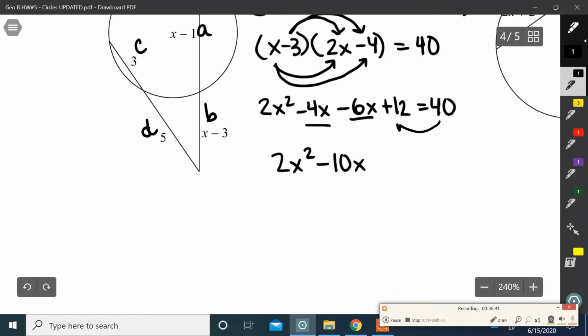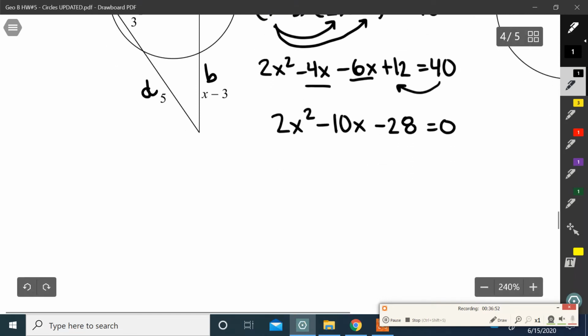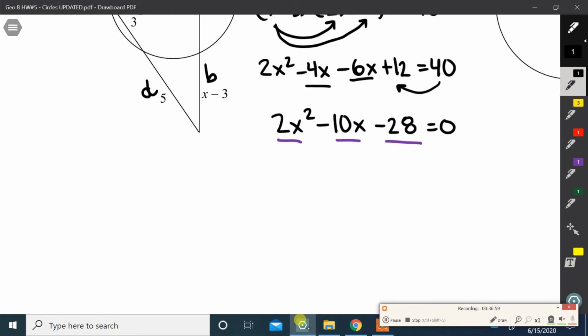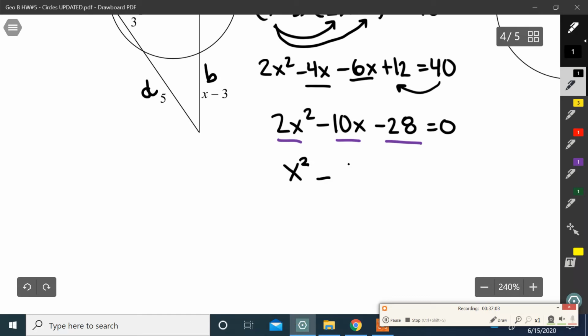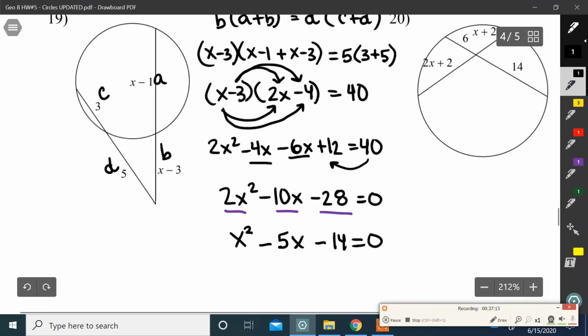And then I'm going to bring this 40 over, so subtract 40 on both sides. So 12 minus 40 will be negative 28. It's equal to 0. Since those are all even numbers, guys, what you could do on that one is divide everything by 2. So I get x squared minus 5x minus 14 is equal to 0. It's not always going to work that way, but I'm happy that it did for this one here.